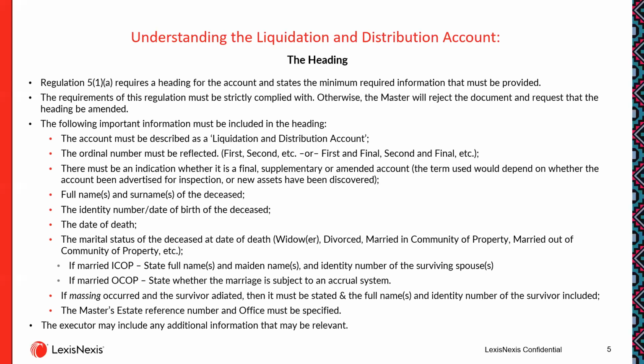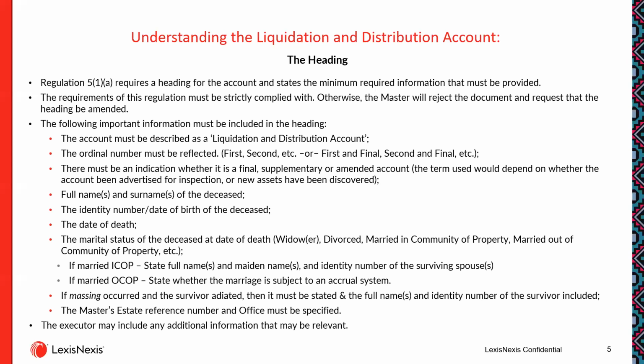So first off, we must indicate in our heading that this is a liquidation and distribution account. We also need to include an ordinal number for our liquidation and distribution account. So we need to indicate whether we're dealing with our first, second, third, etc. distribution account. And we also need to indicate whether it's a final, a supplementary, or an amended liquidation and distribution account. So the term we use here would depend on whether the account has been advertised for inspection, or whether we've discovered new assets, or whether any party has requested an amendment to the liquidation and distribution account.